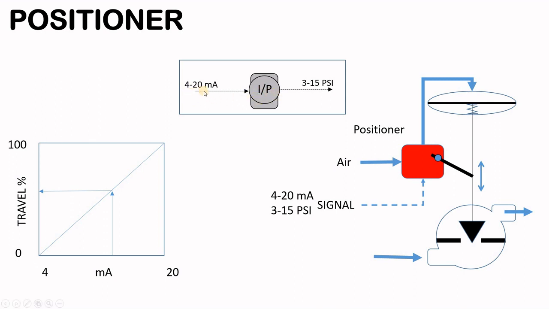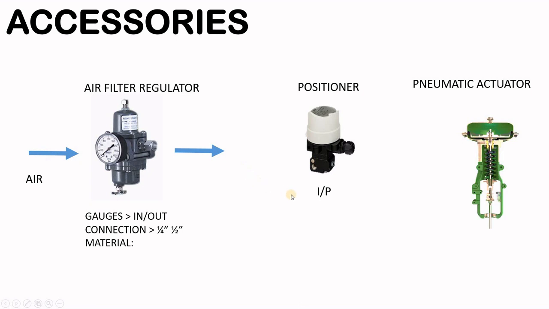What is an I to P transducer? It receives the 4 to 20 milliamps from your PLC and converts it to 3 to 15 psi pressure. Now, this could be your signal to your positioner. The positioner again will have the air going to the actuator diaphragm to allow the valve to move to match the signal.